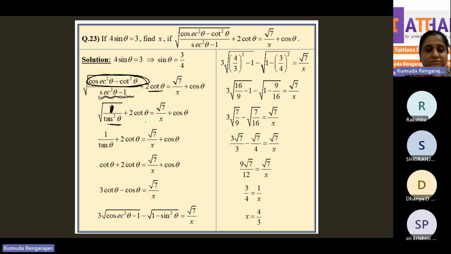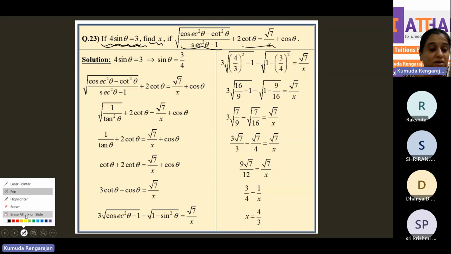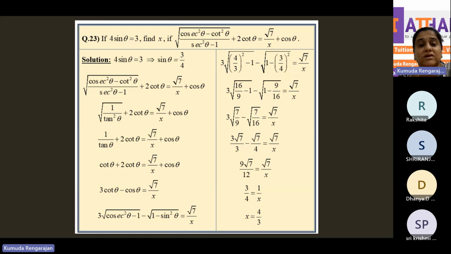Plus 2 cot theta. But children, I'm sorry, I didn't read the question properly. If 4 sine theta is equal to 3, find x. I just saw this part and thought we had to show that both sides are equal. I've made a lot of mistakes today. I'm so sorry. No, I was wrong. Find x if this is equal.